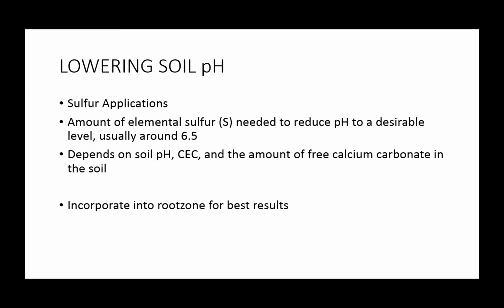All right, so same principle with lowering the pH, except now we're going to use sulfur. So we use the sulfur to reduce the pH, again, usually to about 6.5. Same thing though, it's going to depend on how far away your pH is from where you want it to be, what your CEC is like, and also the amount of calcium carbonate in the soil. So at high pHs, you tend to have a lot of that natural lime in your soil. For those of you out in western Nebraska, that might be a little bit more apparent closer to the surface. And it looks like white nodules, white masses, or even streaks in your soil.